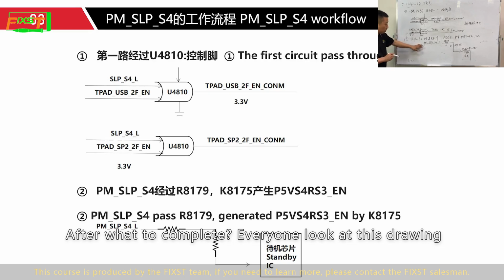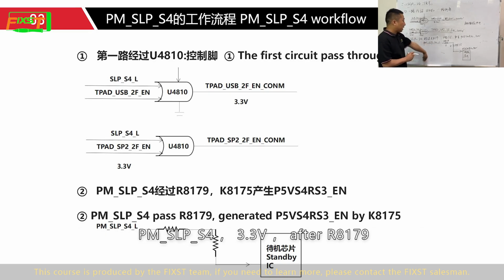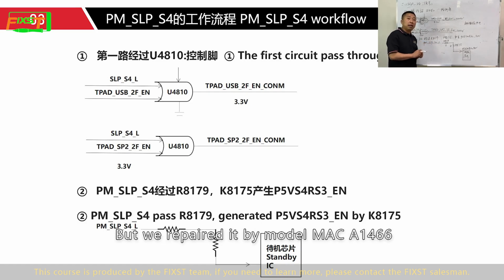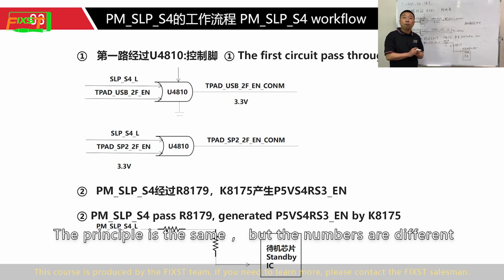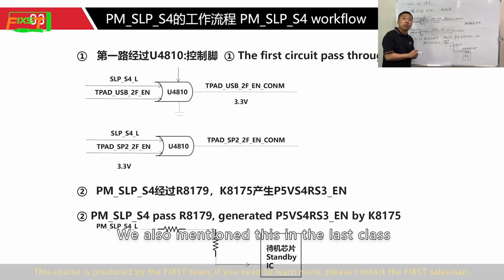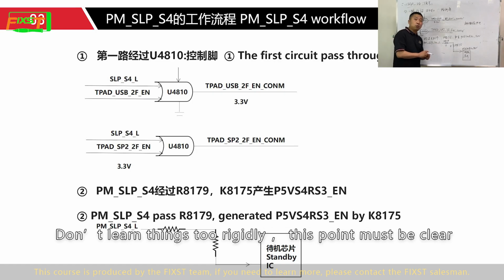After work to complete, everyone look at this drawing. PM SLP S4, 3.3 volt after RA179. But we repaired it by model Mac A1466. As for other models, you can refer to it to repair. The principle is the same, but the numbers are different. We also mentioned this in the last class. Don't learn things too rigidly. This point must be clear.